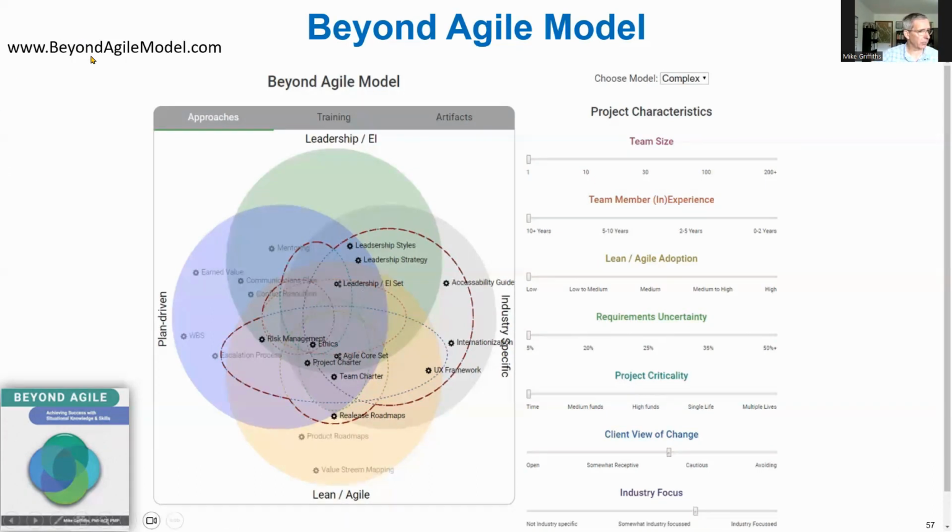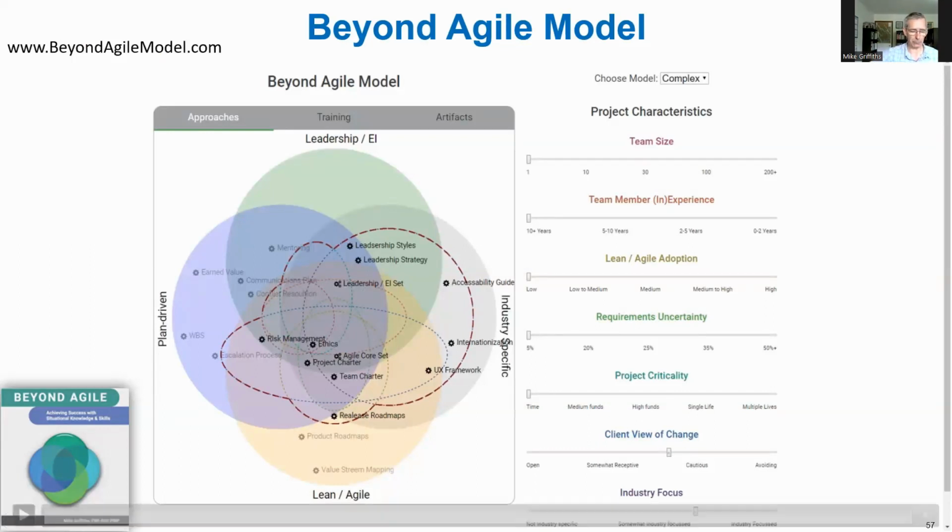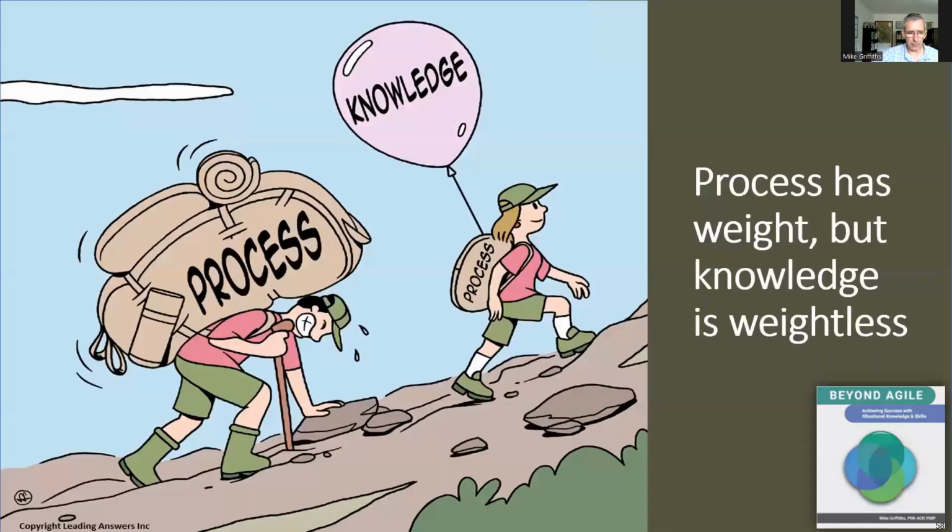And you can play with this model as well at beyondagilemodel.com. And the idea is that you download the blank version and then you start populating it with your approach. So remember, though, that process has weight, whereas knowledge is weightless. So just like when we overloaded that Agile team with all the traditional stuff, we've got to get this balance right. Otherwise, there'll be no time left for the team to deliver value. So yeah, make sure we don't have too much process. It's all part of tailoring for your particular environment.